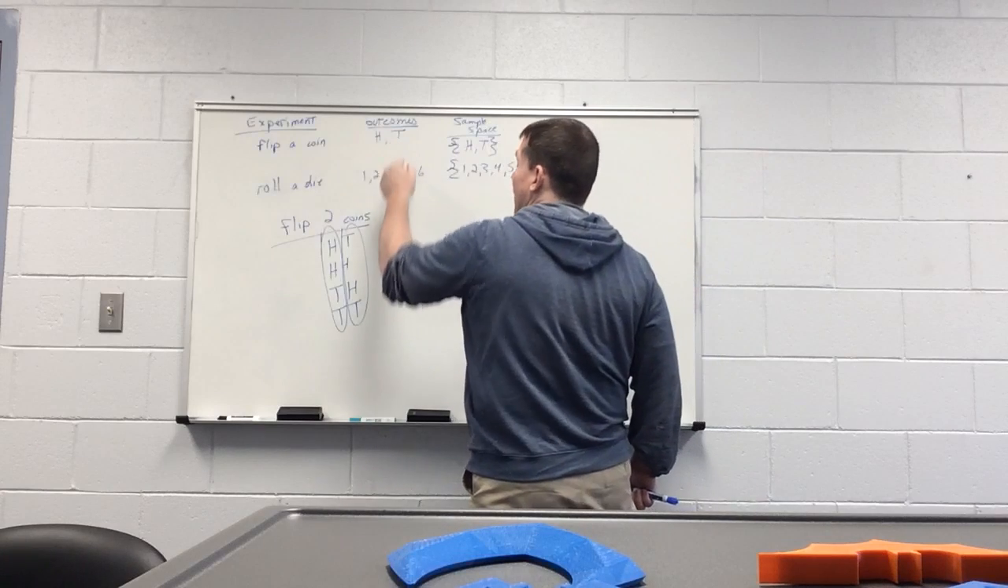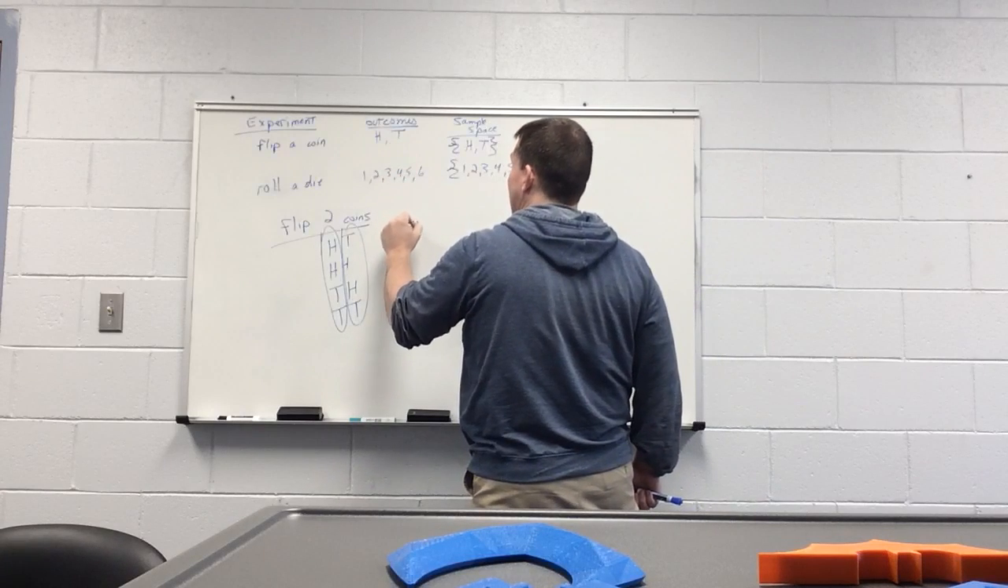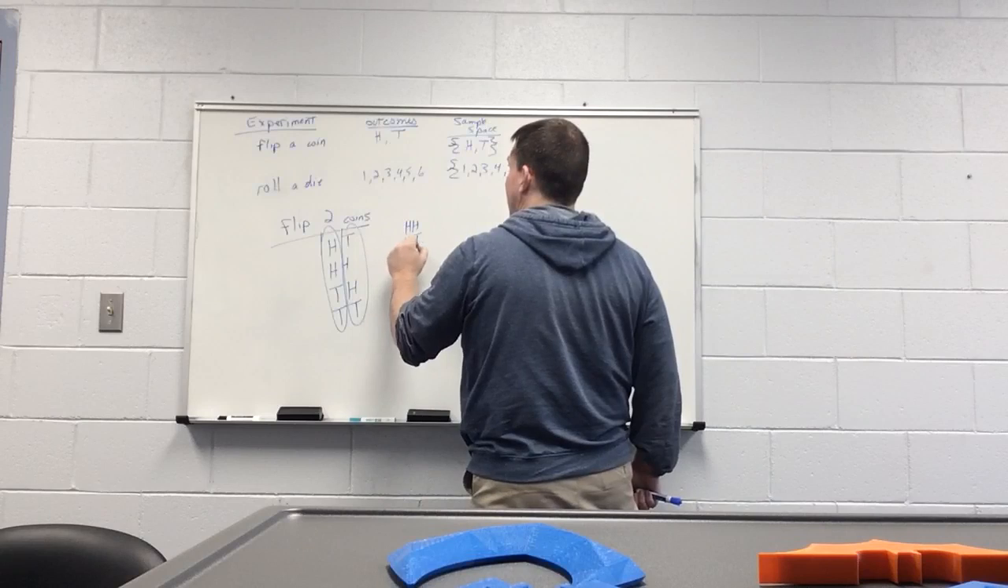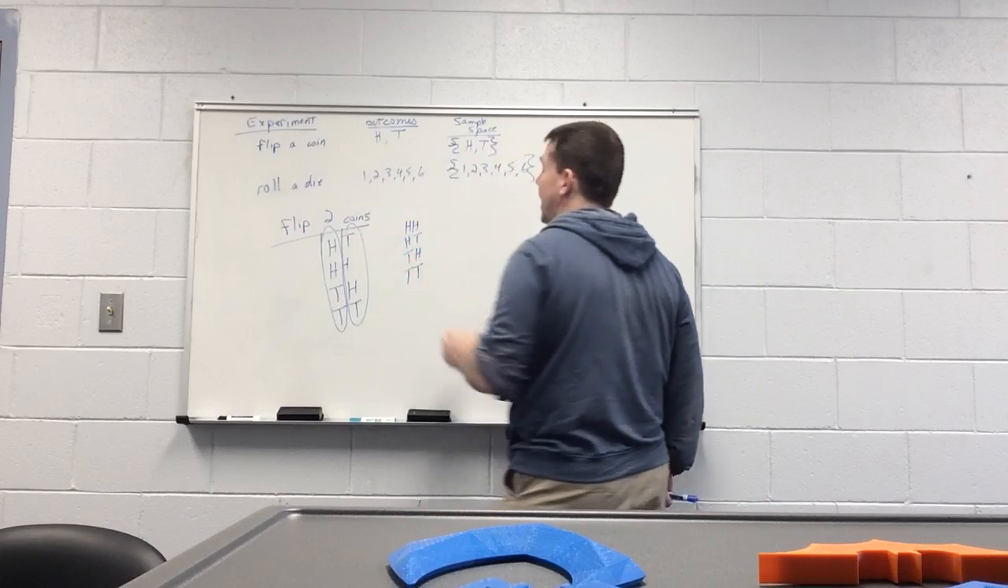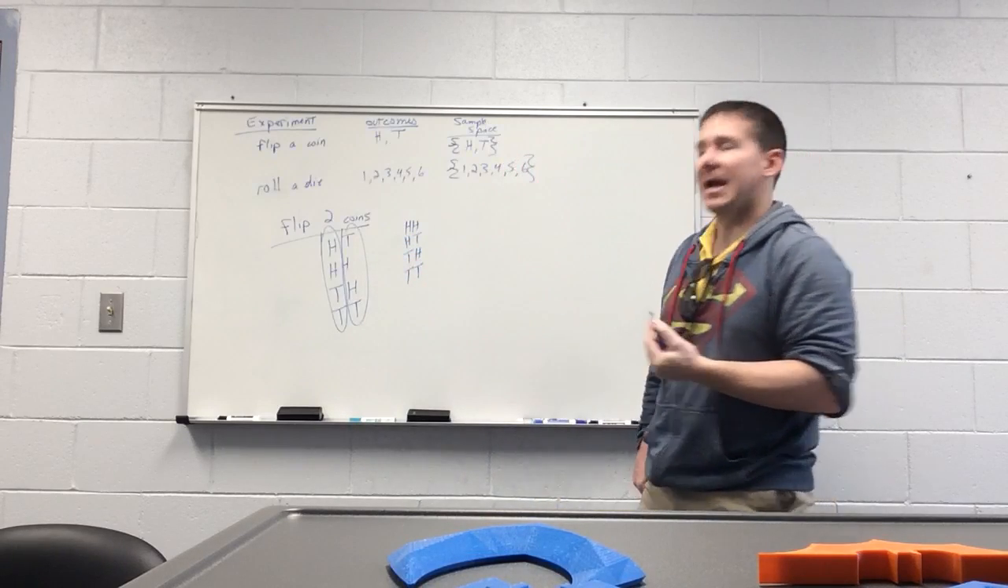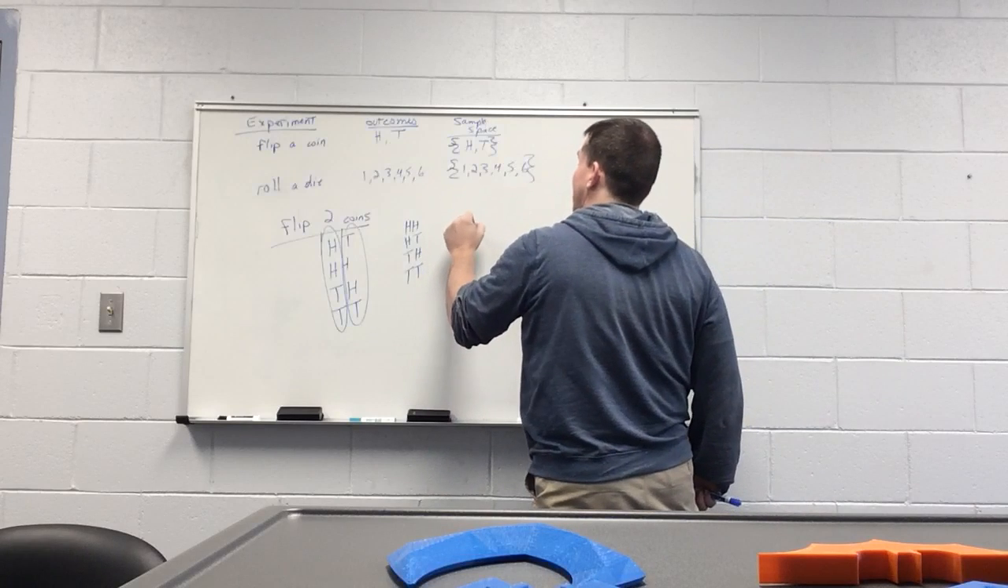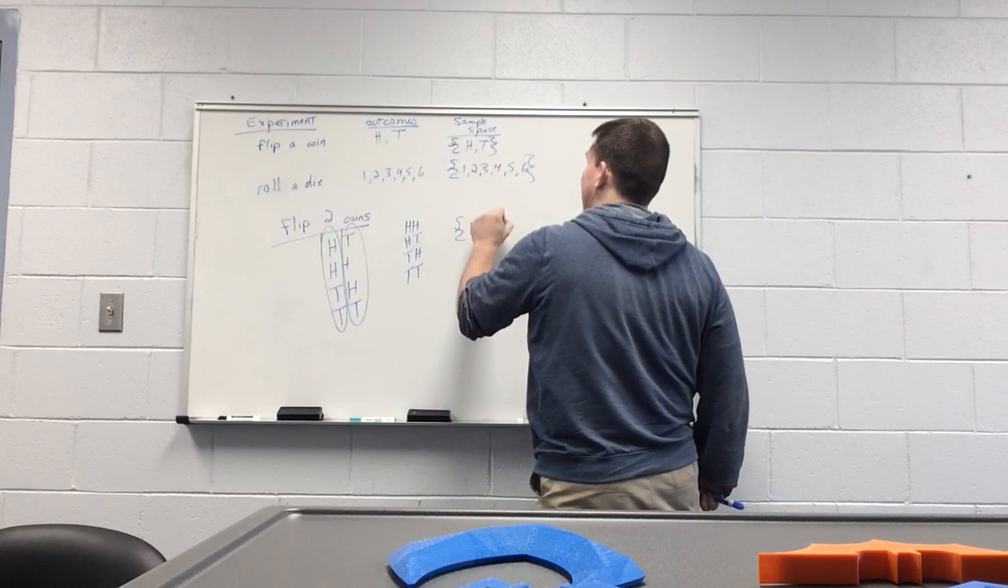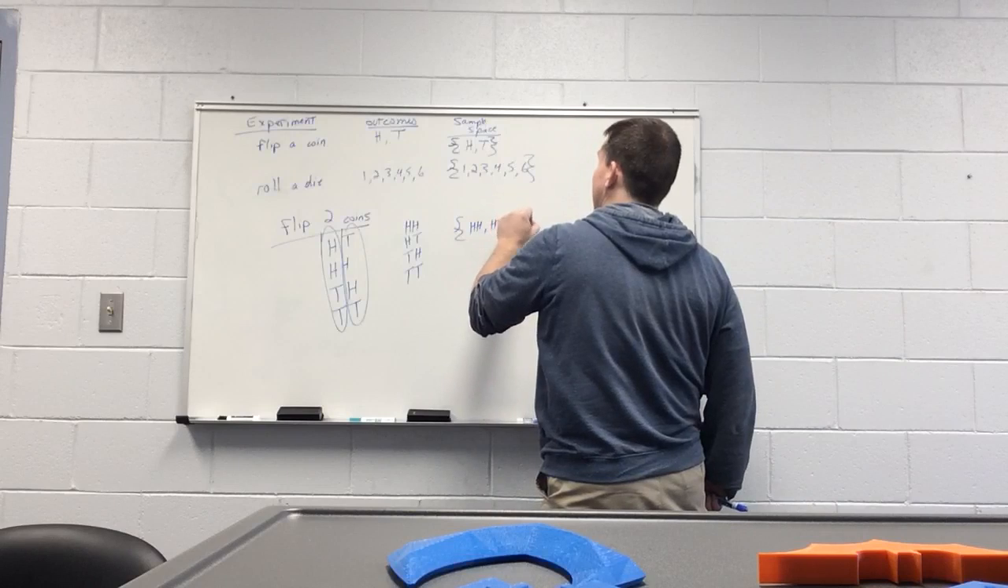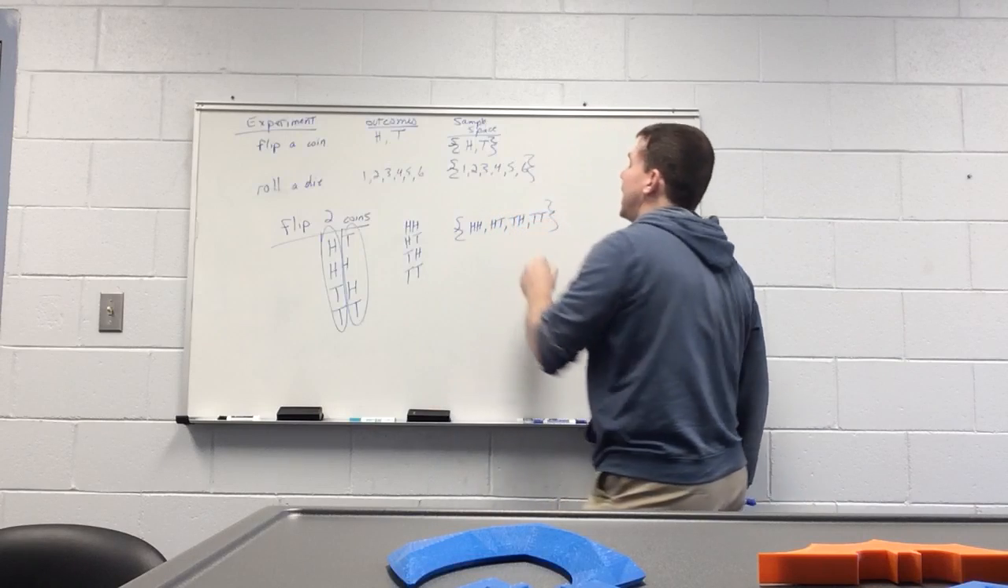So here, my outcomes would be head-head, head-tail, tail-head, tail-tail. And my sample space would be head-head, head-tail, tail-head, tail-tail.